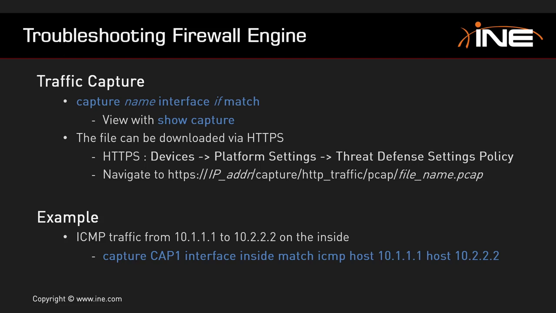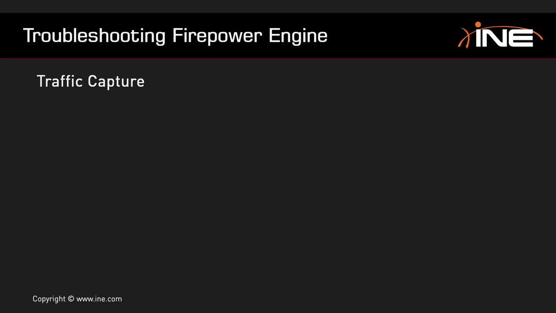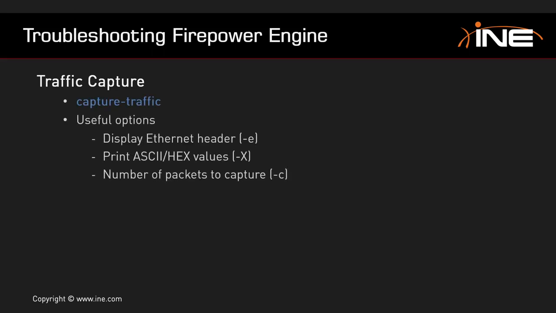So just a quick example to recap on the full syntax. Like if I want to look at the ICMP communication between the two hosts, this is how I would build my capture statement. Okay, then for the Firepower engine, it is going to be the capture-traffic command that we will use. And we have several options. Like, do we want to see Ethernet headers, maybe print ASCII values, specify a number of packets we want to capture. Plus, there are also going to be some keywords that we will use to narrow down the scope of the communication that we want to look at.